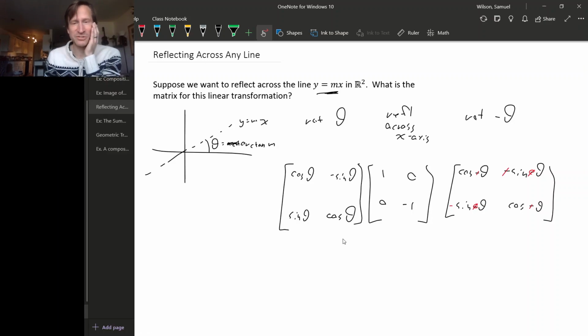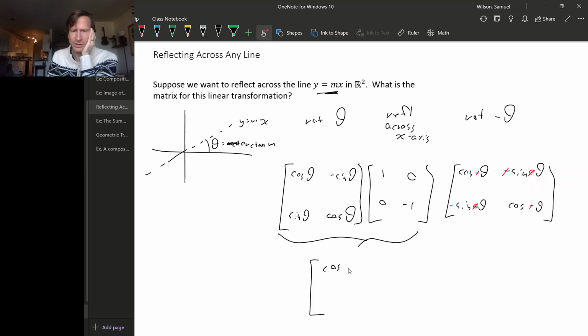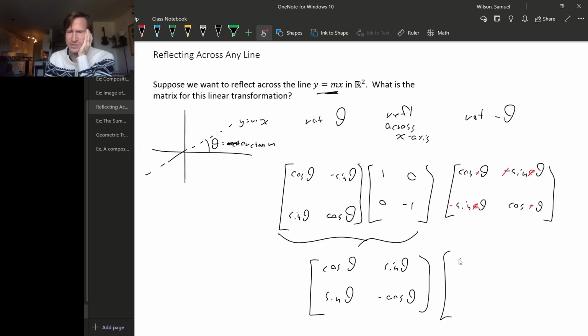Well, now let's do some matrix multiplication. Let's multiply these two. We get cosine theta, sine theta, and then for the second column, we get sine theta, minus cosine theta. And then our last matrix is cosine theta, sine theta, minus sine theta, cosine theta.